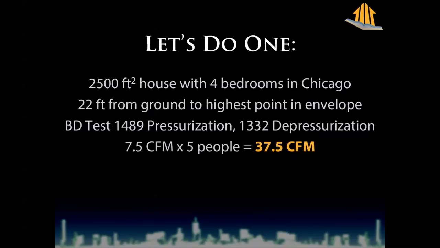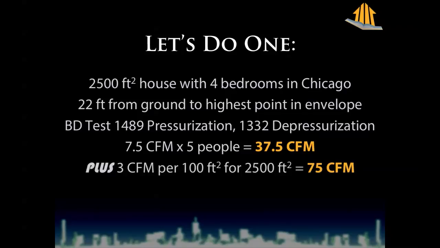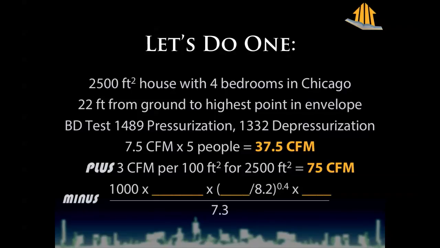So the first thing that we need to do is do our real quick number calculation. 7.5 CFM times 5 people. 5 people because it's 4 bedrooms plus 1. That is 37.5 CFM. Then we add 3 CFM per 100 square foot for 2,500 square feet of my home. And there are 25 hundreds in 2,500. So I take 25 times 3 and I get 75. Now I'm going to add those two together and I'm going to subtract my air infiltration credit.